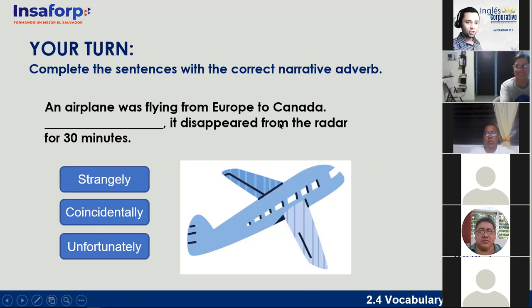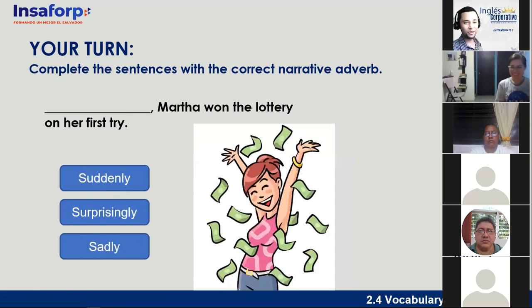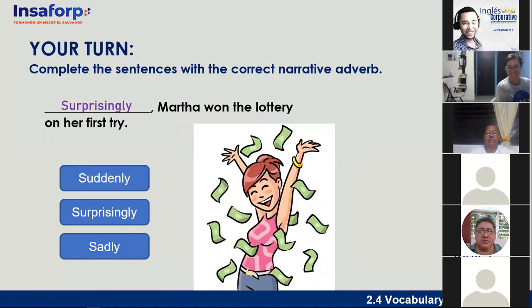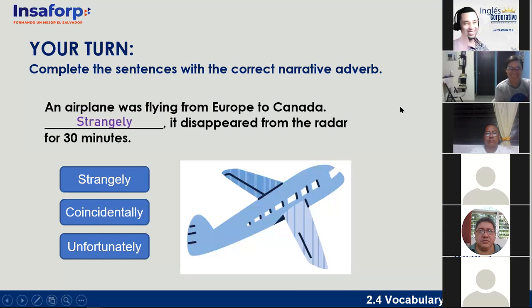Strangely? Strangely, let's see. That is correct. Very good. An airplane was flying from Europe to Canada. Strangely, it disappeared from the radar for 30 minutes. Correct. Very good. No mistakes in this exercise. All of you got the correct answer. Entró en la región del Triángulo de las Bermudas. Well, we don't know what happened. Okay. Very good. Very, very good.